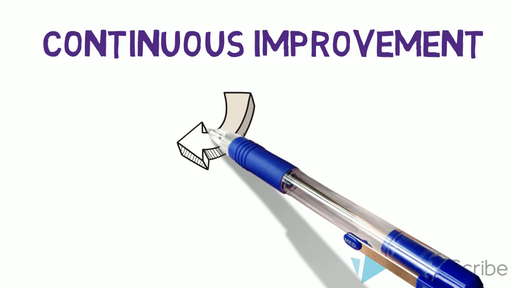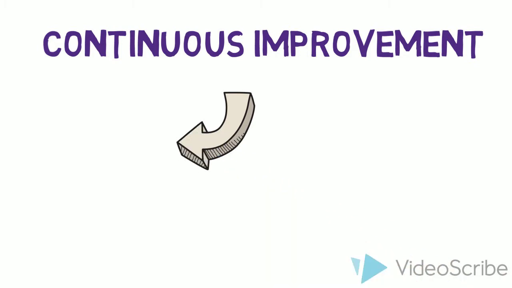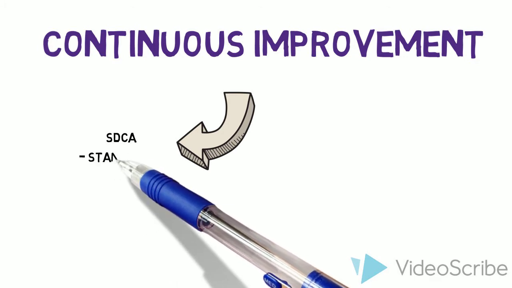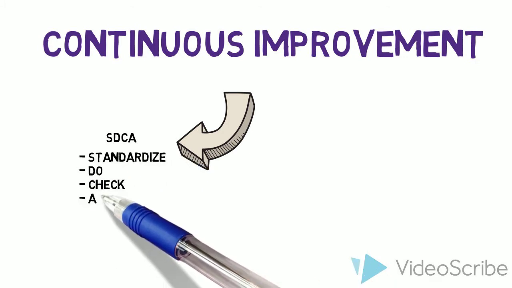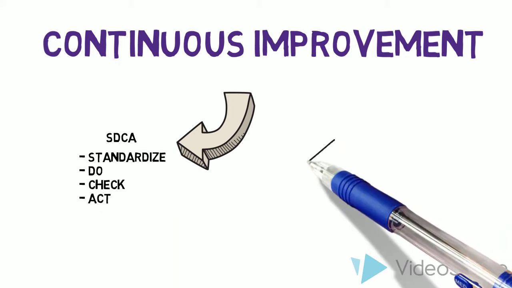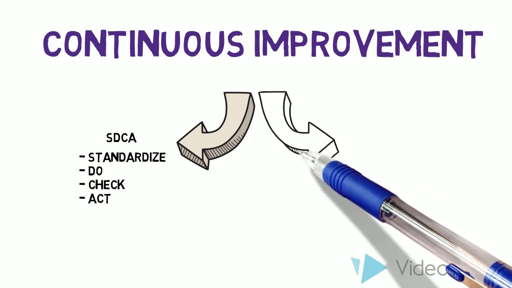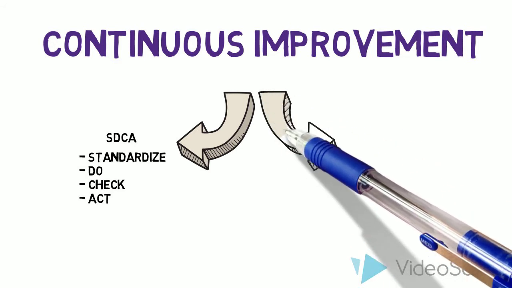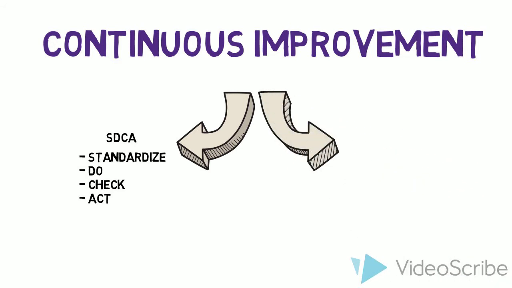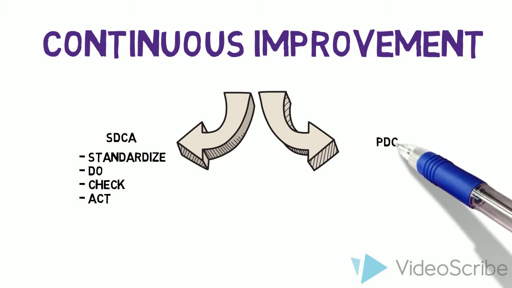SDCA stands for standardize, do, check, and act. First, we standardize the new method. Then we do it. Perform the process according to the new standard. Then we make adjustments to ensure that the standards are met. And then we check if everyone is sticking to these new methods.